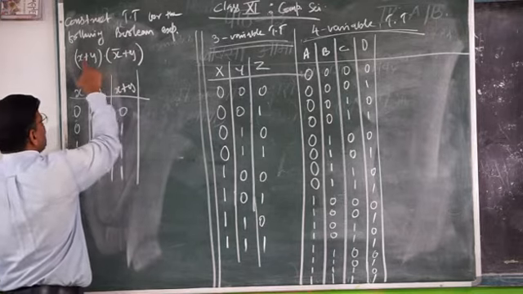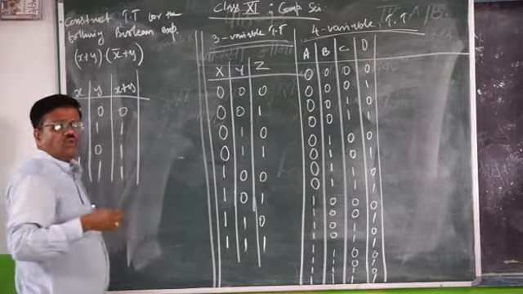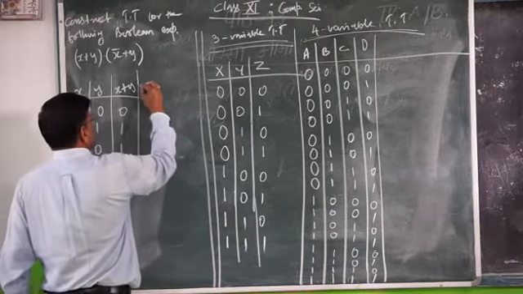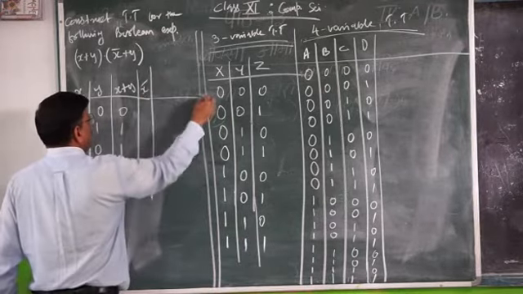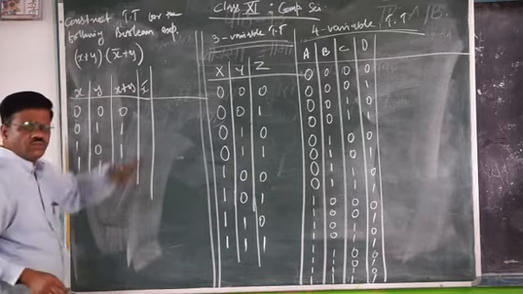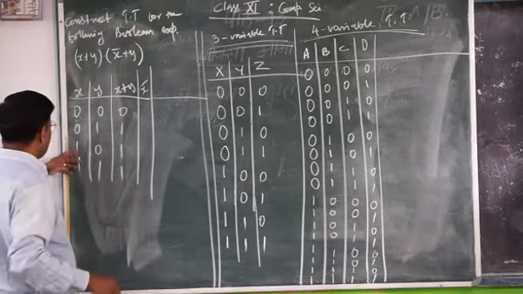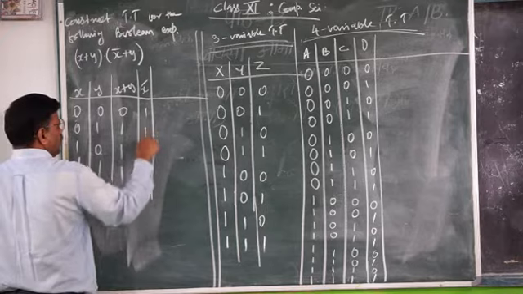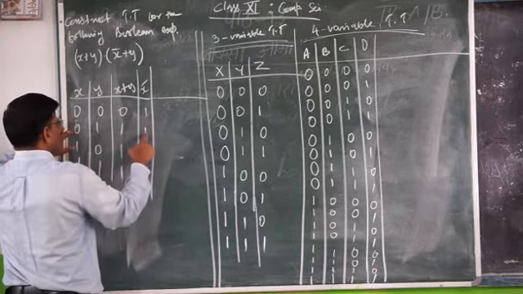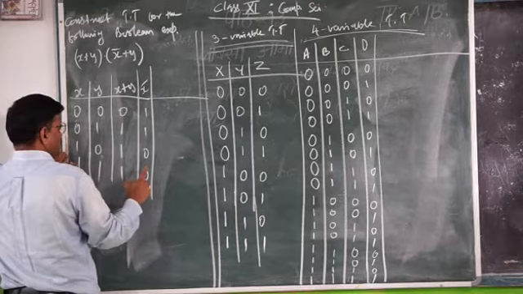Now let's do this. We have done this, let's do this. How do you find the x complement? Here is x. Opposite of x is x complement. 0, 0, 1, 1 becomes 1, 1, 0, 0. Opposite of 0 is 1, opposite of 0 is 1, opposite of 1 is 0, opposite of 1 is 0.